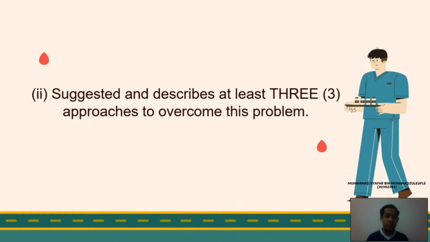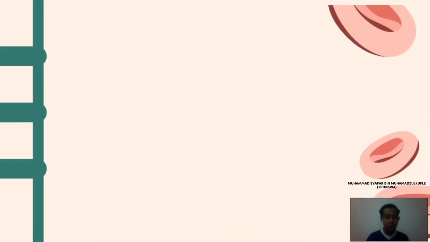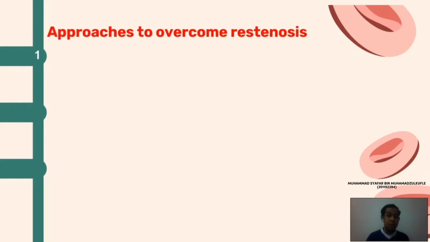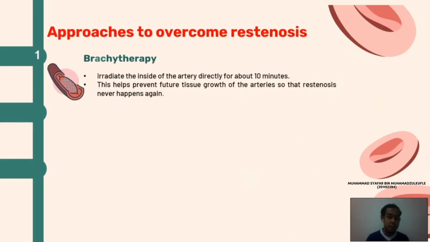Suggest and describe at least 3 approaches to overcome the restenosis problem. So, number 1 is brachytherapy. Brachytherapy irradiates the inside of the artery directly for about 10 minutes, and this will help prevent future tissue growth in the arteries so that the restenosis will not happen again.